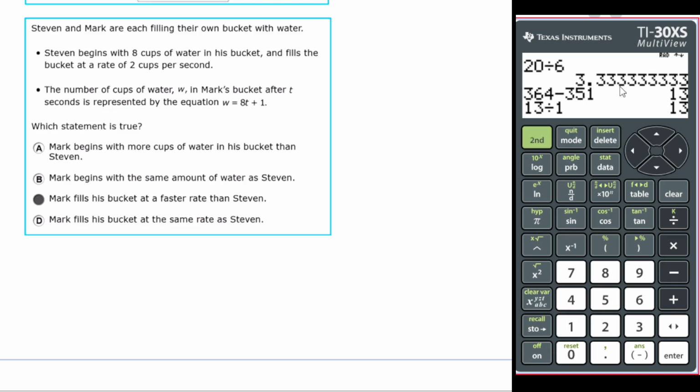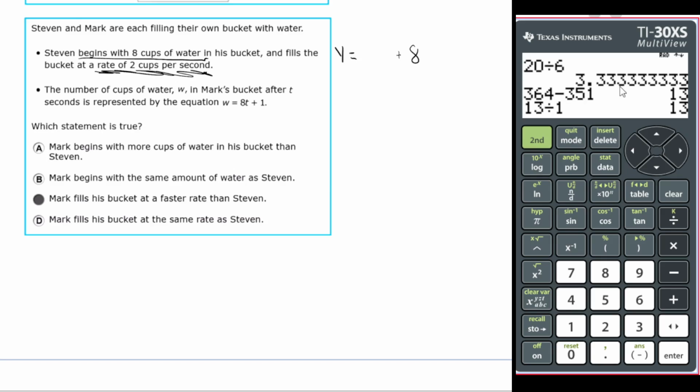Stephen and Mark are each filling their own bucket with water. Stephen begins with 8 cups of water in his bucket and fills the bucket at a rate of 2 cups per second. Let's stop. Let's write an equation for it. Okay? Begins with, starts with 8 cups of water. That's going to be our y-intercept.